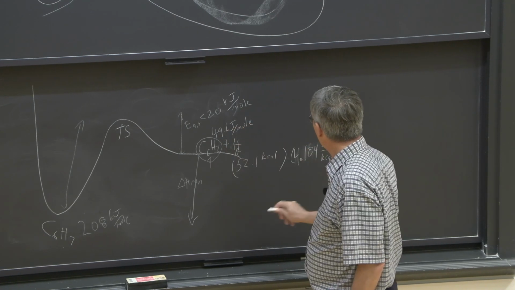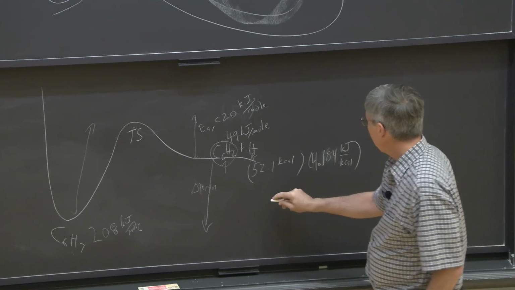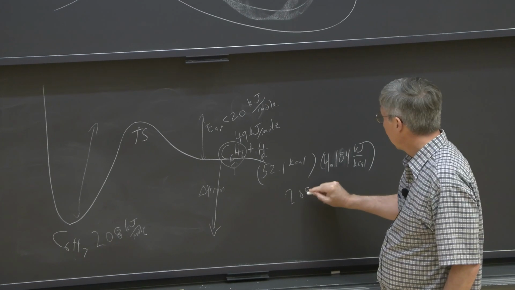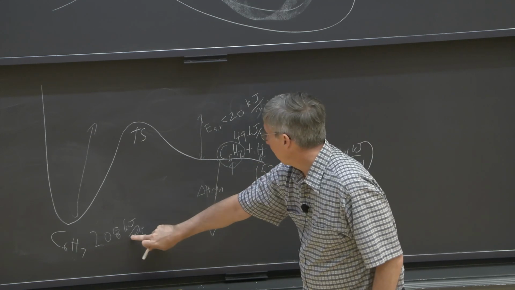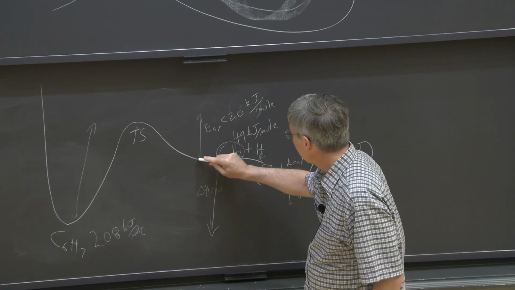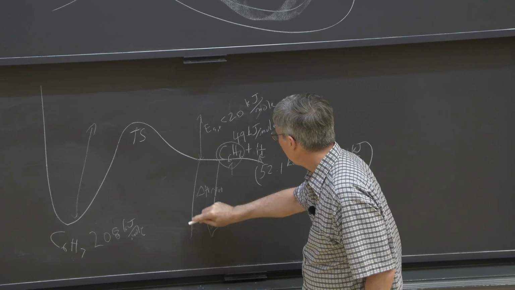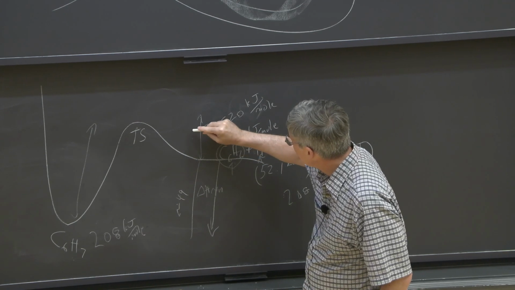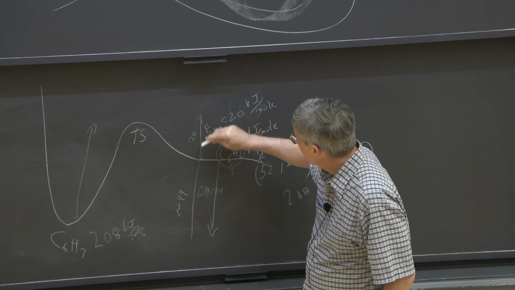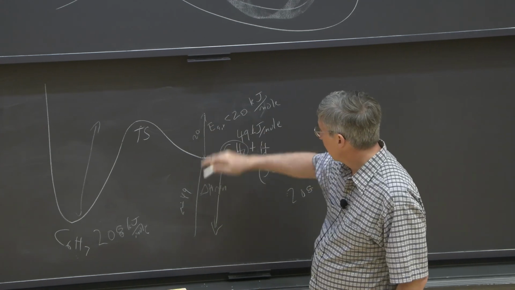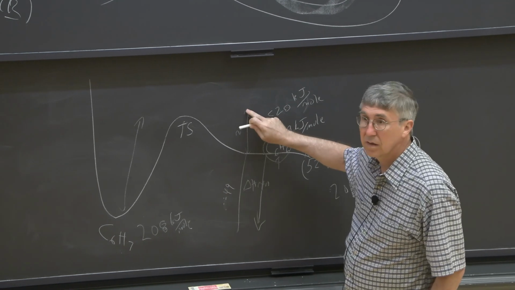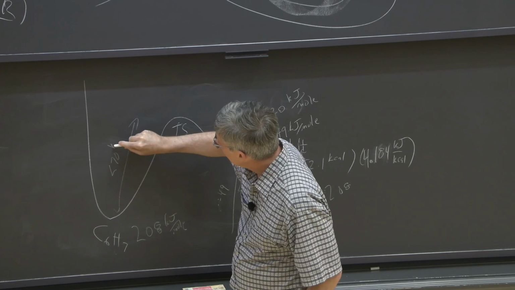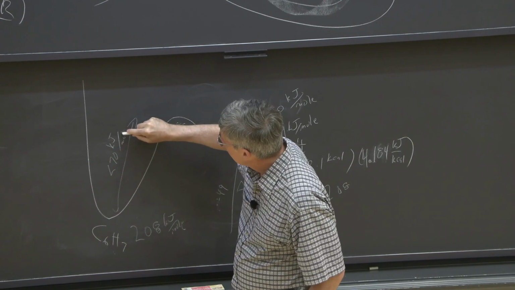Okay, so 49 plus, what's this, 208? Okay. So this is 208 also by coincidence. This number is about 49. And this number we think is less than 20. So the maximum this could be is something about 70. All right, so this number here has got to be less than 70 kilojoules per mole. Is that all right?